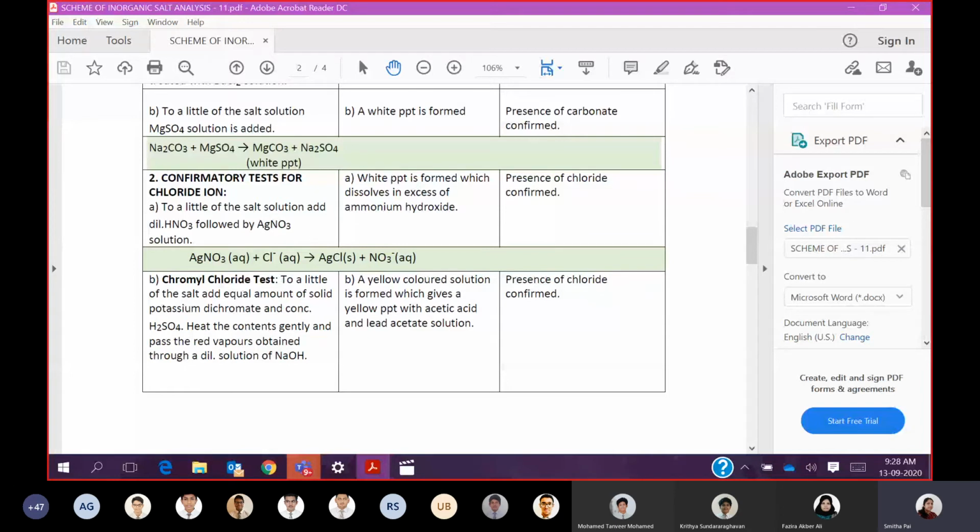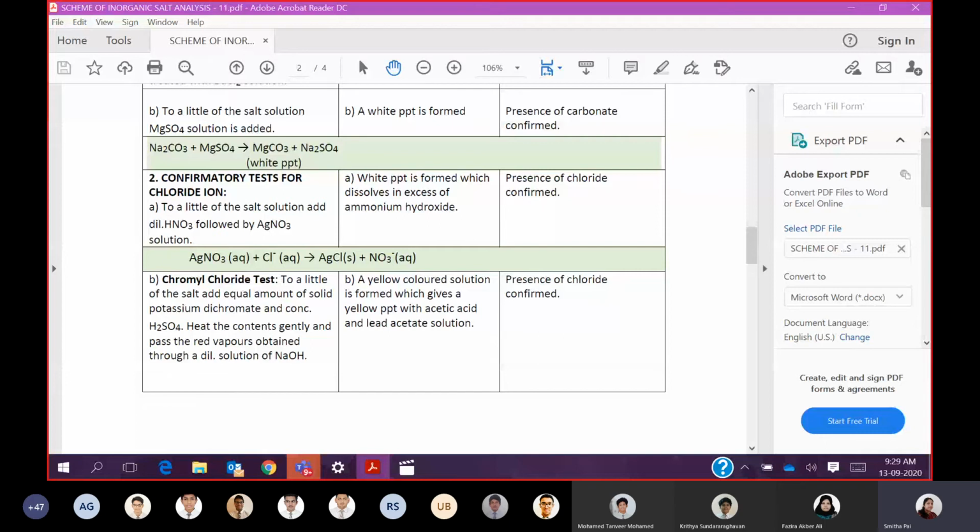For silver nitrate test, first you dissolve the salt in water, then you add dilute HNO3 followed by AgNO3. You will get a white precipitate, and the white precipitate will dissolve in excess of ammonium hydroxide. That confirms the presence of chloride. And there is one more confirmatory test. It is the chromyl chloride test.